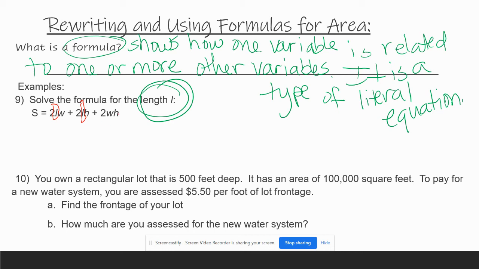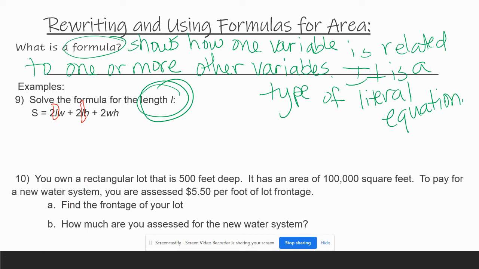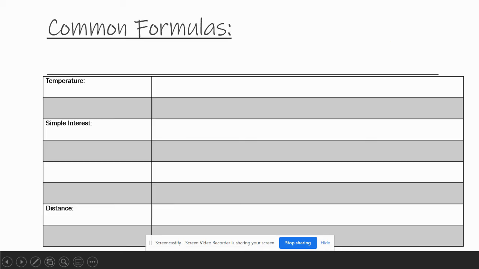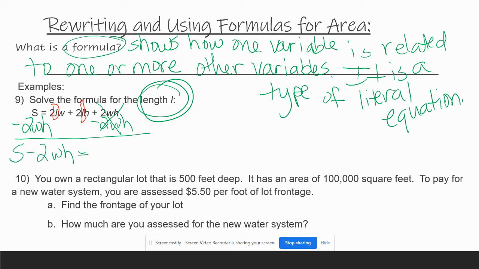Well, I noticed that this 2WH doesn't have anything with L in it, so I'm thinking that's the first thing that I'm going to move over with the S. So the opposite of adding 2WH, sorry about that, is subtracting. So I am going to subtract 2WH to the other side. S minus 2WH is equal to 2LW plus 2LH.